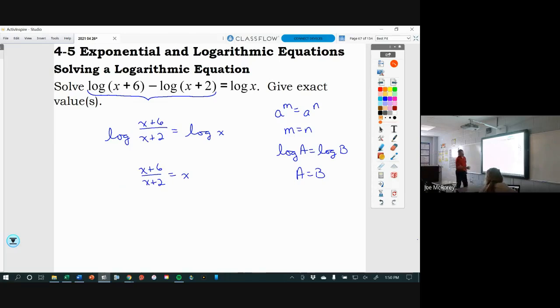If I multiply both sides by x plus 2, the left side cancels. I now have x plus 6 equals, and that needs to be distributed. Plus 2x. But the beauty of that is there's no fractions. What do I have now?